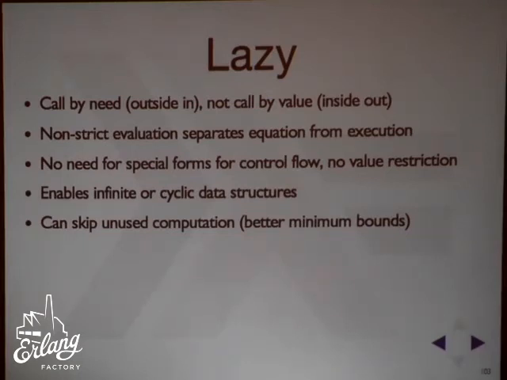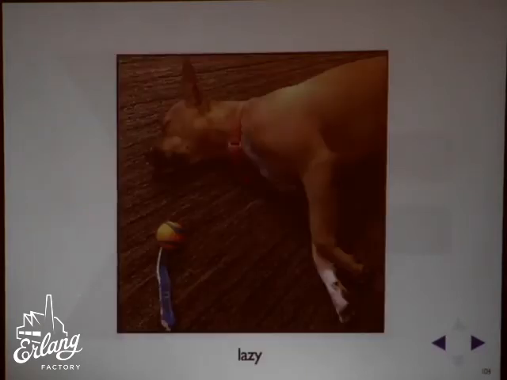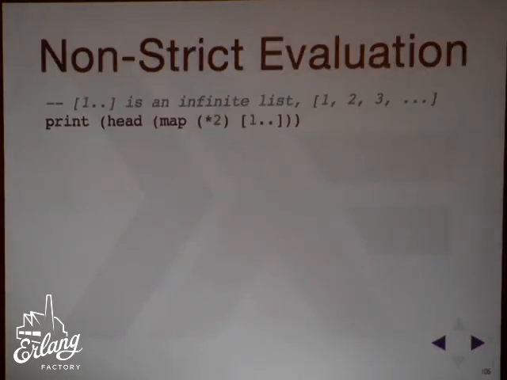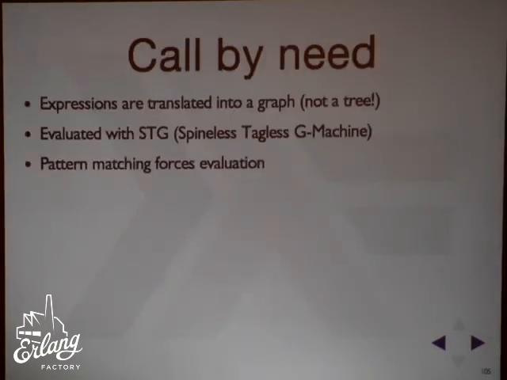It also allows you to do weird things with infinite or cyclic data structures. You can have just infinite lists or functions that operate on infinite lists. You don't have to even think about terminating them because it's context sensitive on how that's going to get evaluated. And it can also skip unused computation. So if, for example, I want the minimum of a list, I can sort it and get the first element, and that'll execute in linear time. And so the only thing that actually forces evaluation is pattern matching.